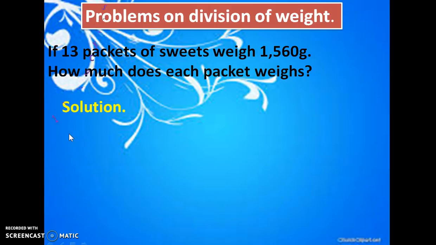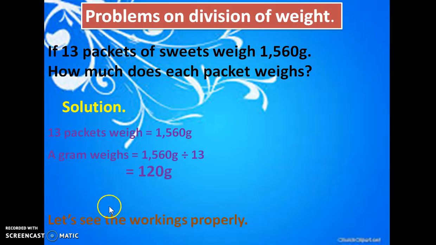Solution. Here you have 13 packets weigh 1,560 grams. One packet weighs 1,560 grams divided by 13. So what do we do there? Our answer here is 120 grams. So let's see the process. Let's see how we're able to arrive at it. Let's see the workings properly. So you can see there, that's our working here.